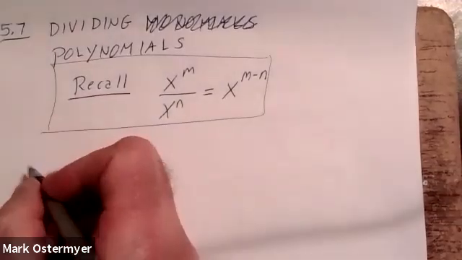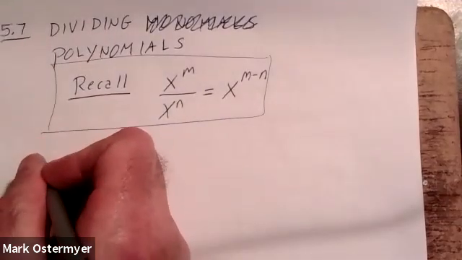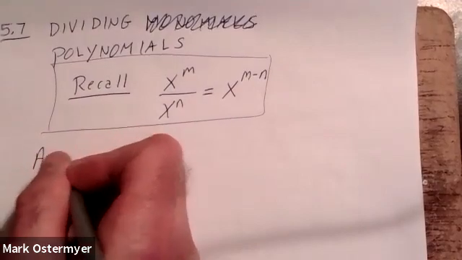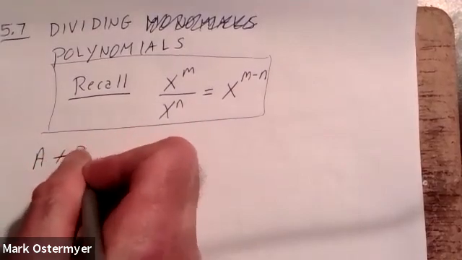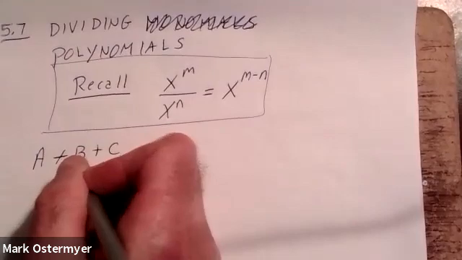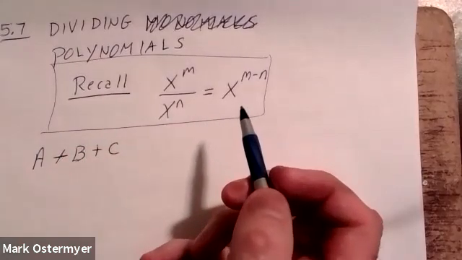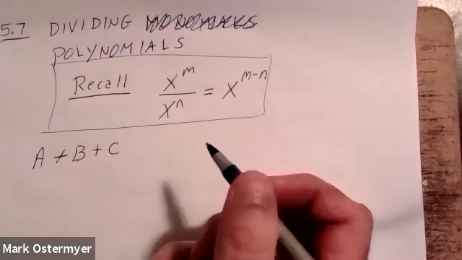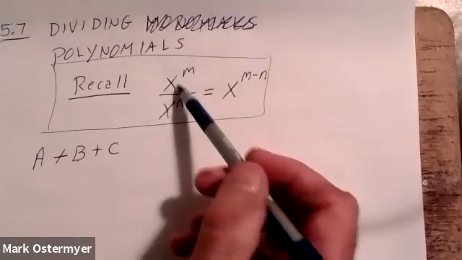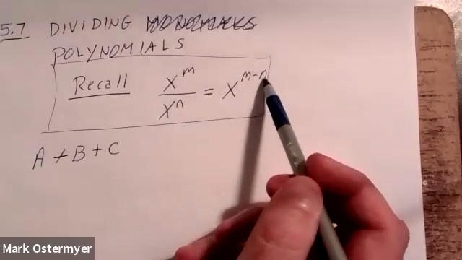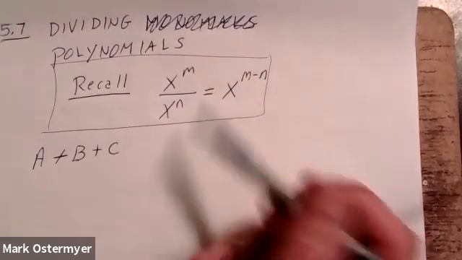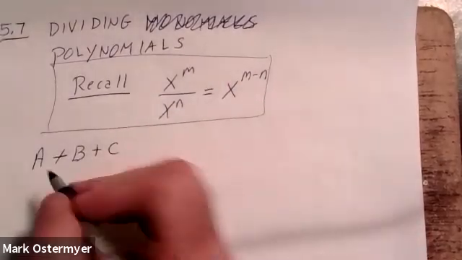I'm just saying when we divide like bases, we subtract exponents, correct? That was a property of exponents we learned in the past.